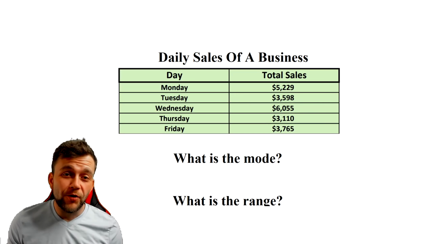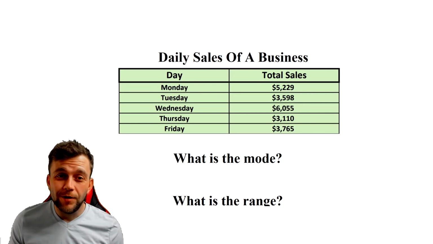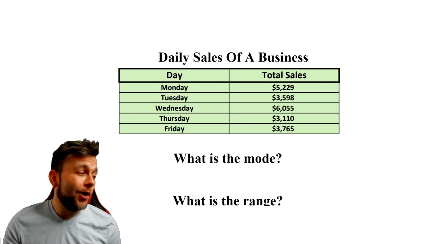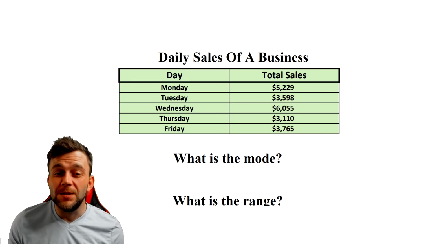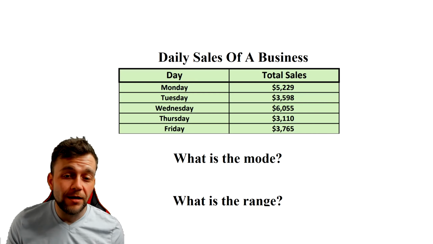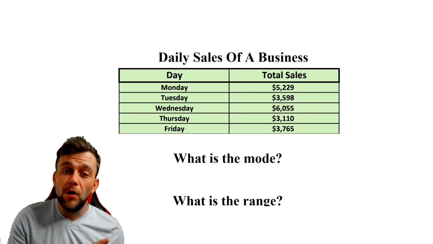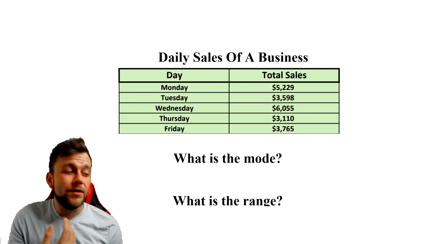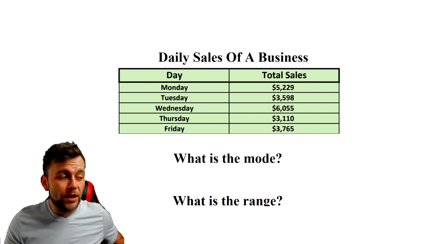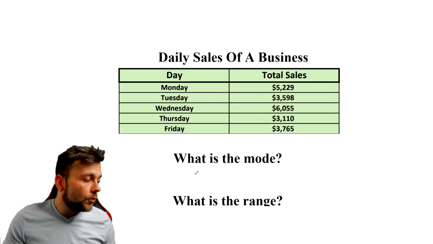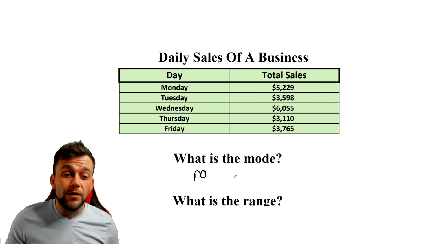So here we have another example, and yet again, another table. If you haven't noticed a common trend, data sets usually come in tables. Always look at your title. So it's daily sales of a business, and we're given the days of the week, along with the dollar amount the business made every single day. Our two questions are, what is the mode and what is the range? If you notice, all of the numbers are different. So yet again, we do not have a mode. We're just going to write down no mode. If all of the numbers are different, write down no mode.